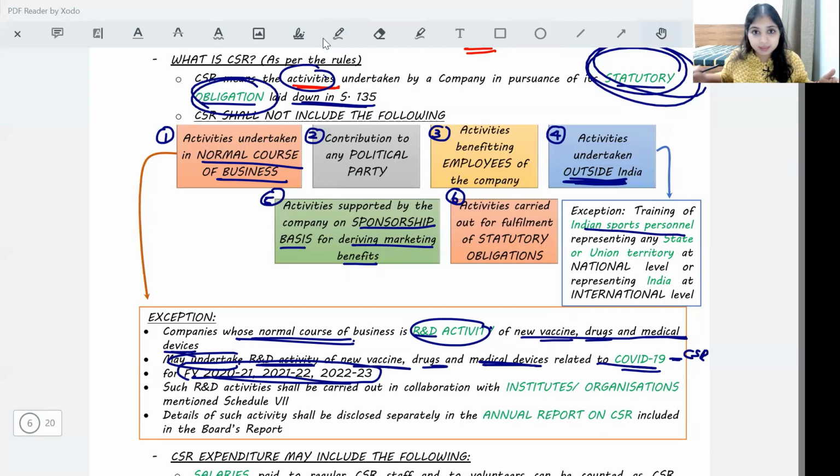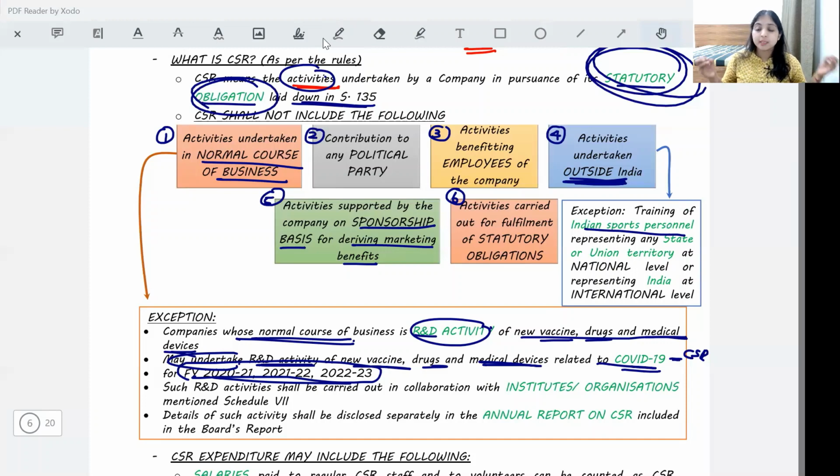You are sponsoring their travel or their training, but in return you are saying that on the jerseys of the cricketers, my company's logo should be printed. You're understanding? On one side you're helping them with training and all, but on the other side you're asking for advertisement benefit. If your company's logo is seen on the cricketers' jerseys, then automatically advertising is happening, isn't it? So if you do an activity on sponsorship basis so that you can derive marketing benefit, it will not be considered as CSR activity.